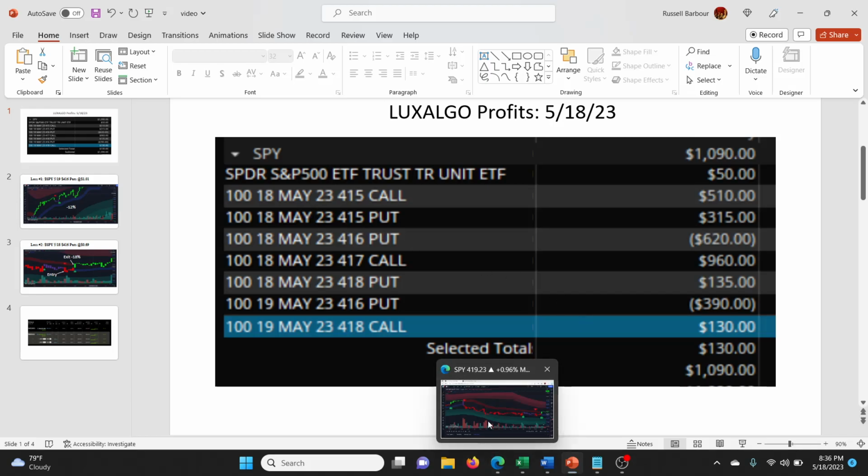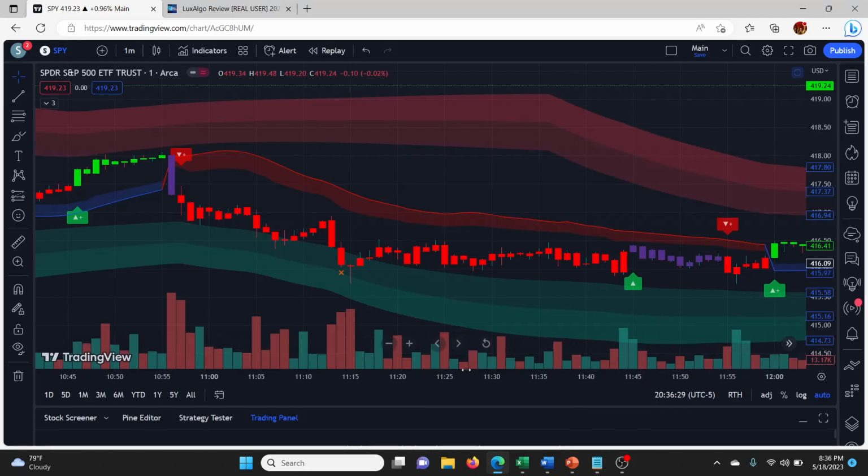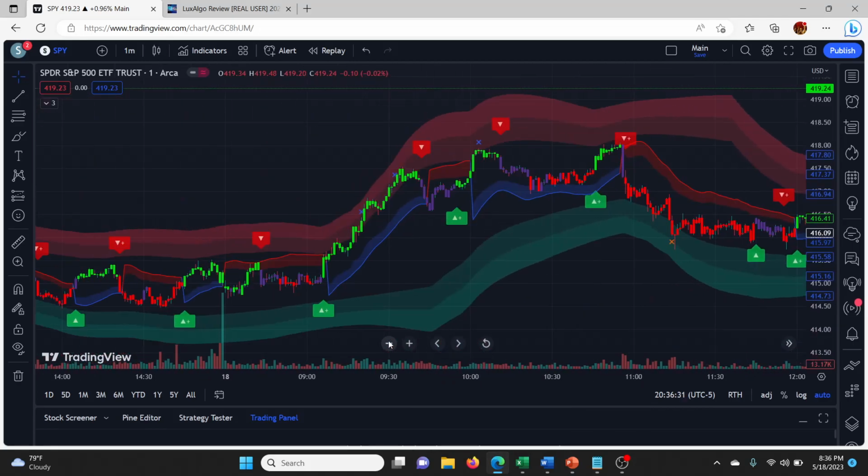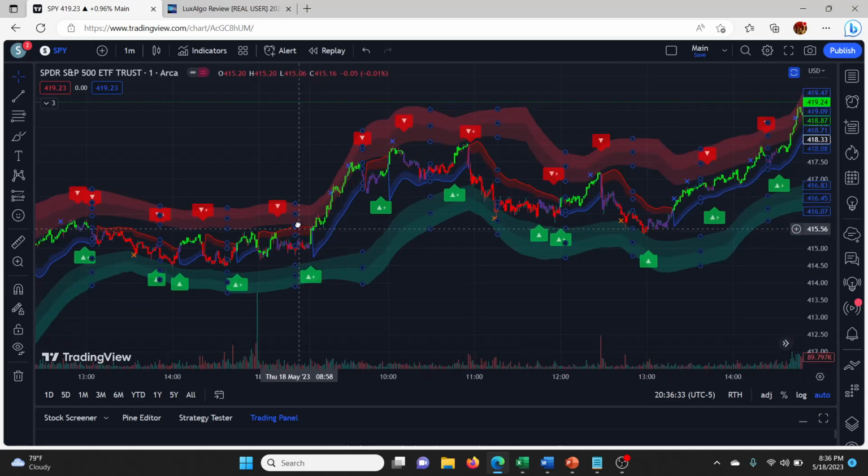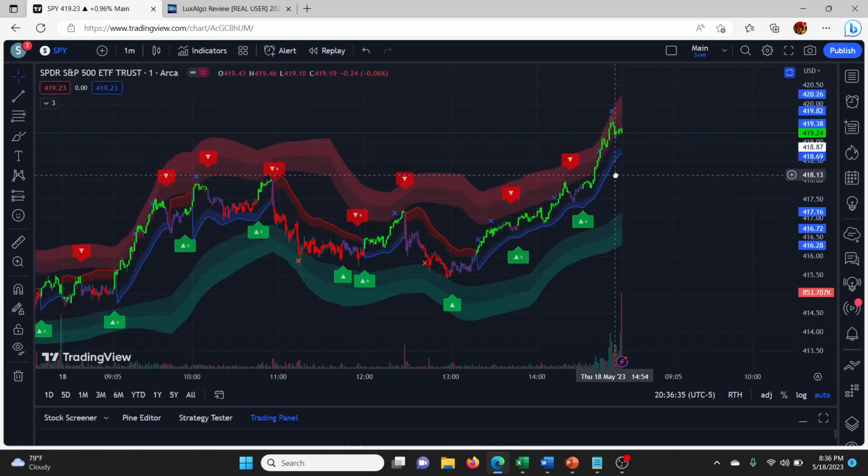If we glance through the rest of today on LuxAlgo, it was an interesting day. Definitely missed out on the end of the day here though.